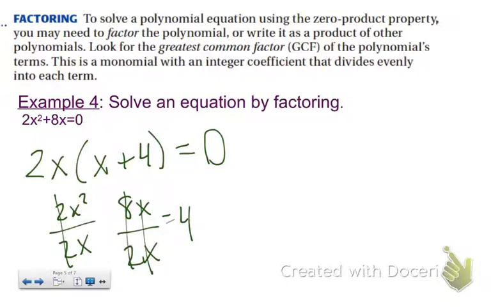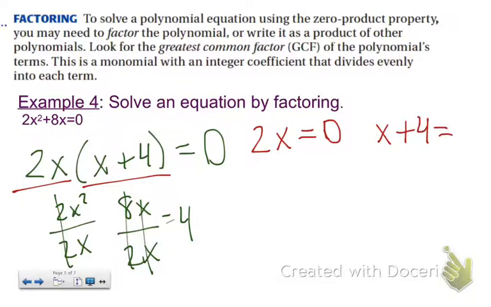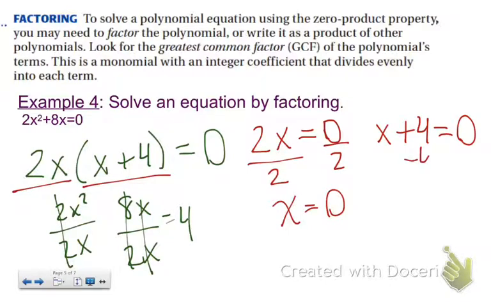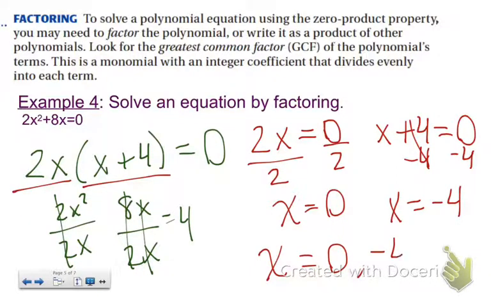But if I want to solve, I'm going to set each part of this product equal to 0. So 2x is equal to 0, and x plus 4 is equal to 0. Now, to solve for x, just divide by 2. 0 divided by anything is 0. Subtract 4, and x equals negative 4. So x is equal to 0 and negative 4.